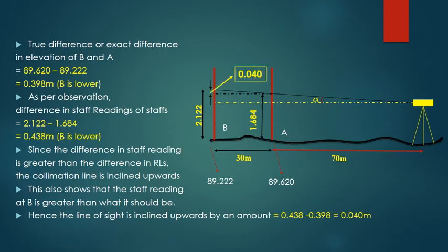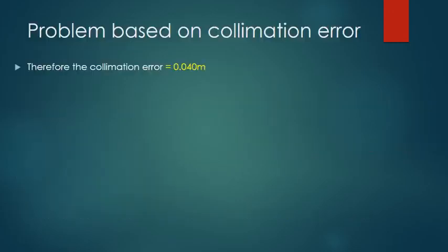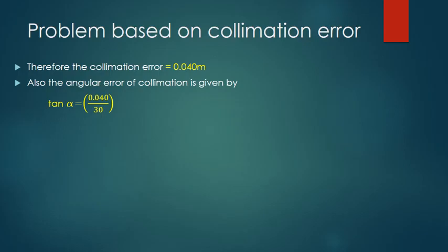So this is the amount of error that we have found out, shown in the figure again as 0.040, that small portion of inclination. Therefore the collimation error comes up to be around 0.040 meter. Also the angular error of collimation is given by tan alpha equals 0.040 divided by 30. Now how does it come up?